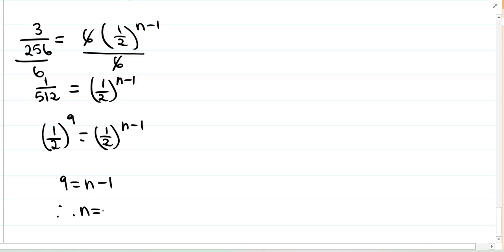Therefore, the circle that will have the radius of 3 over 256 is circle number 10.